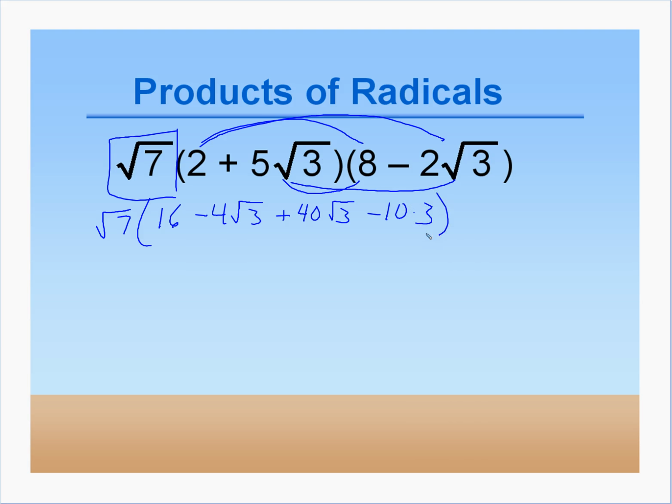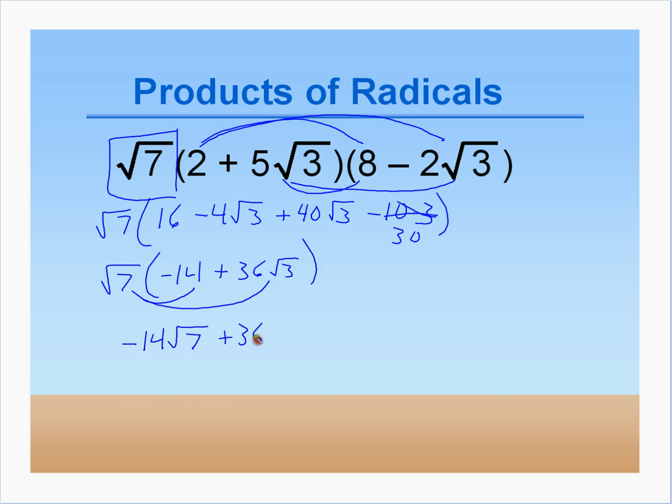That's all in there. Let's go ahead and simplify in here before we multiply by the square root of 7. This is a 30. So we have 16 minus 30 is negative 14. And then a negative 4 root 3 plus 40 root 3 is 36 root 3. And now we're going to distribute in this square root of 7. And so we get negative 14 root 7 plus 36. And root 7 times root 3, you multiply the 7 and 3, you get root 21. And that's our final answer to our final example.